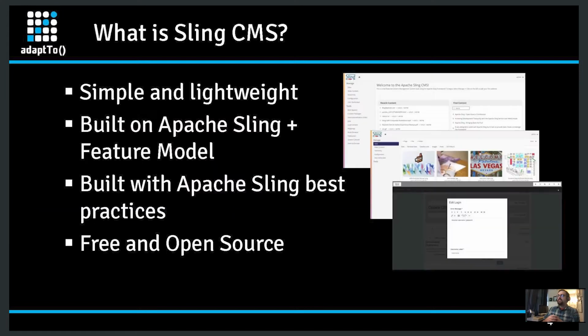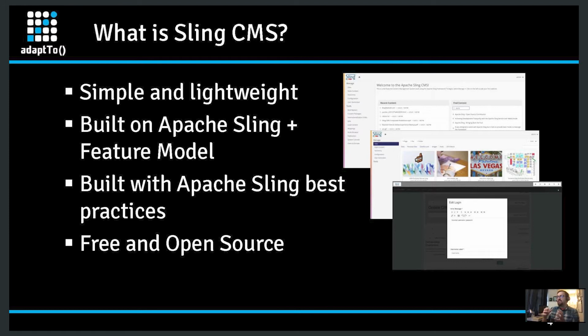So what is Sling CMS? Simple and lightweight, right? So it doesn't require a lot to actually run it. It can run on a single core server with about 1 GB of memory pretty well for a small website. In the browser, it's very light. I tried to keep the scripting and that sort of thing light, and it does follow Sling practices to do server-side rendering. So it is built on Apache Sling and the feature model.